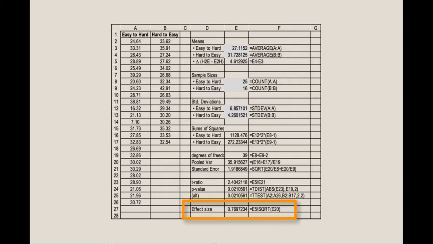Again, we noticed that in this case, the effect size is given as the difference in means divided by the pooled standard deviation, which is calculated here in cell E27. The difference of the means comes from cell E5. The pooled standard deviation is the square root of the pooled variance, which is reported in cell E20. So an effect size of 0.76 is just short of 0.8, so again, that would be classified as moderate, but just on the verge of large.